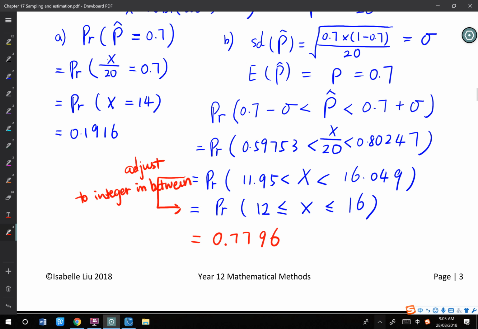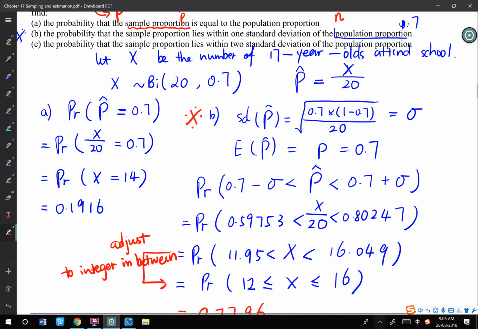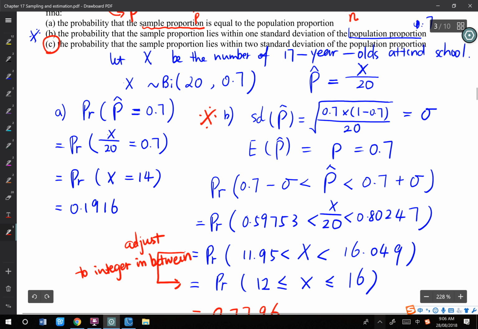Very important question. You need to round to the appropriate integers in between the two values. We talked about that in the binomial section, if you remember. It's a similar question, and we round to the integer values in between the two numbers. I don't have much time, so I'll leave part C for you to do by yourself. It's just changing one standard deviation to two standard deviations. It's exactly the same thing. Instead of using sigma, I use 2 sigma, so it's within 2 standard deviations. I'll skip that and you do it after class.